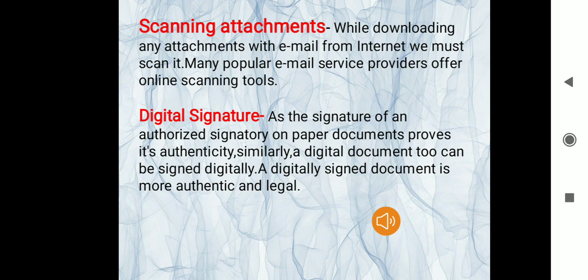The fourth security measure that we need to take is to scan any attachments before downloading them from the internet. Email attachments are very common, so make sure that you scan any attachment that comes through your email before downloading it. The next security measure is to provide digital signatures.